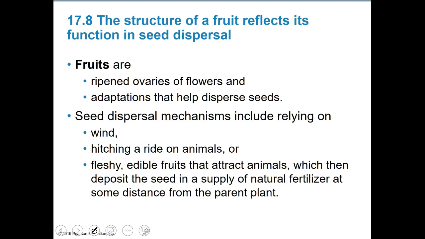Okay, so fruits are going to be ripened ovaries of flowers, and they're adaptations that actually help disperse seeds. So seed dispersal mechanisms rely on wind, sometimes we hitch rides on animals, and then sometimes it just has fleshy edible fruits that attract animals, because if you eat them and then the seeds go through the digestive system, when they're pooped out, then they have a natural fertilizer.